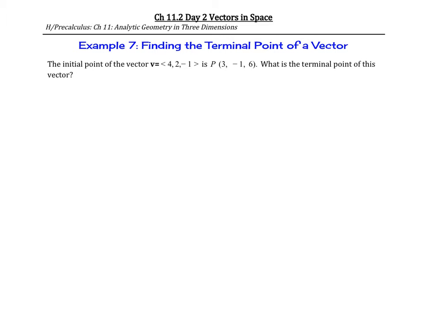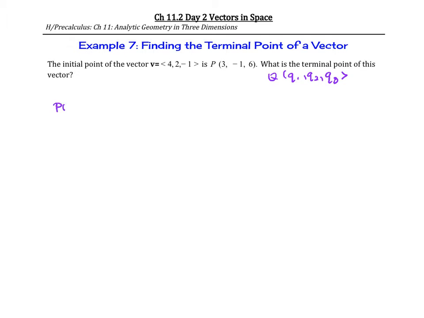11.2, Day 2, we're looking at finding the terminal point of a vector. The initial point of the vector v, 4, 2, negative 1, is P, which is 3, negative 1, and 6. What we want to find out is the terminal point of this vector. So we want to find the terminal point Q, and we'll label that as Q sub 1, Q sub 2, and Q sub 3.